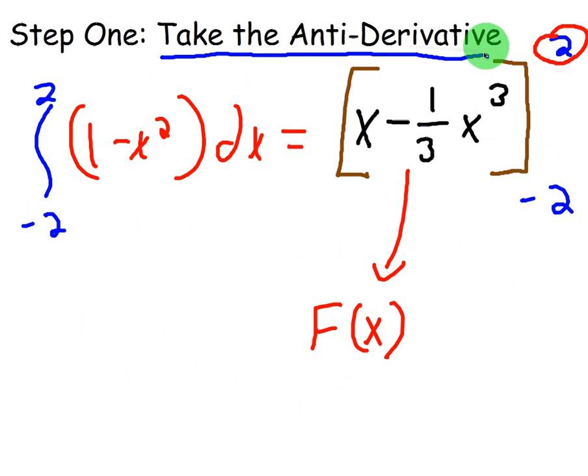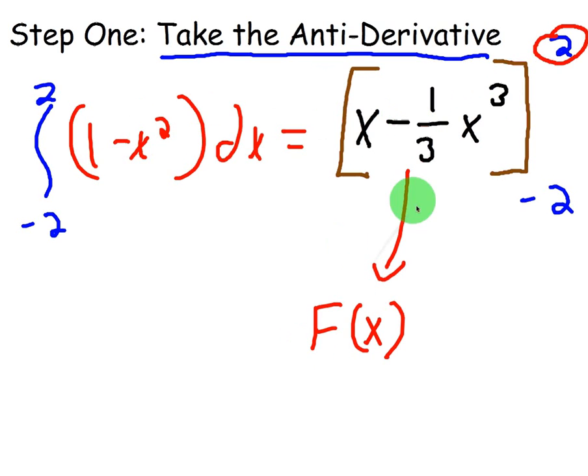The first thing you're going to do is take the antiderivative of this function that you're trying to find the area of. So the antiderivative of 1 is x, simply because the derivative of x is 1. And the antiderivative of x squared is x cubed over 3, or 1/3 x cubed, using the reverse power rule. And of course, it's being subtracted, so that stays. That's like the constant multiple rule for antiderivatives.